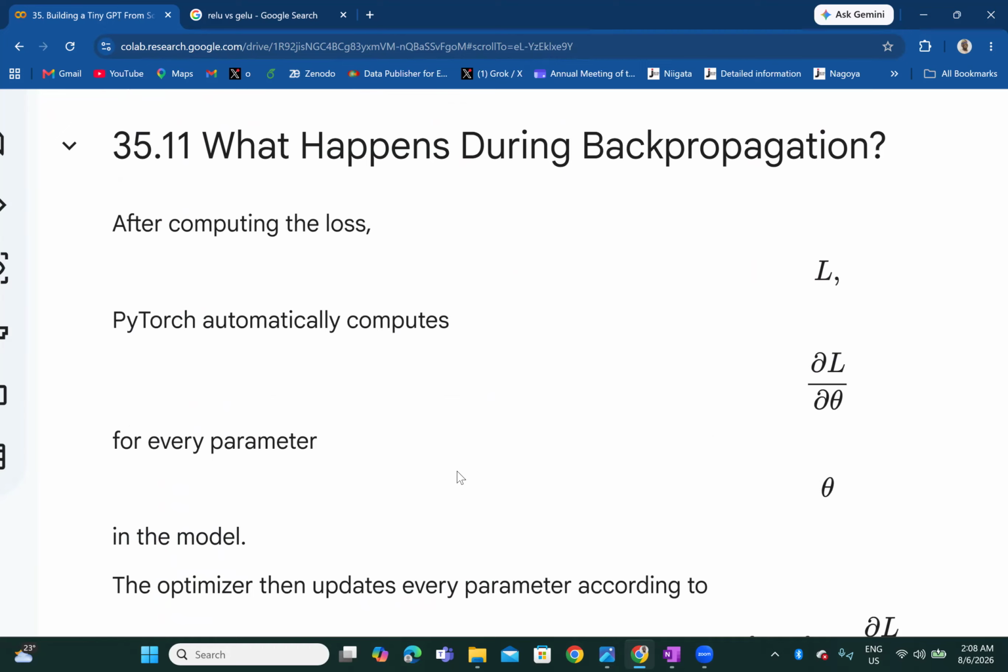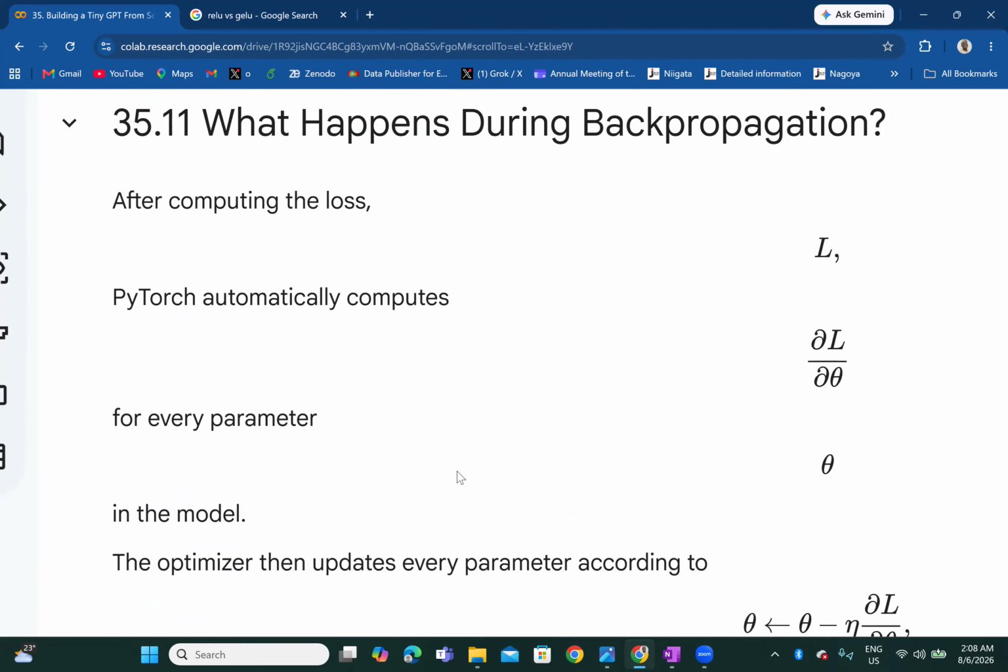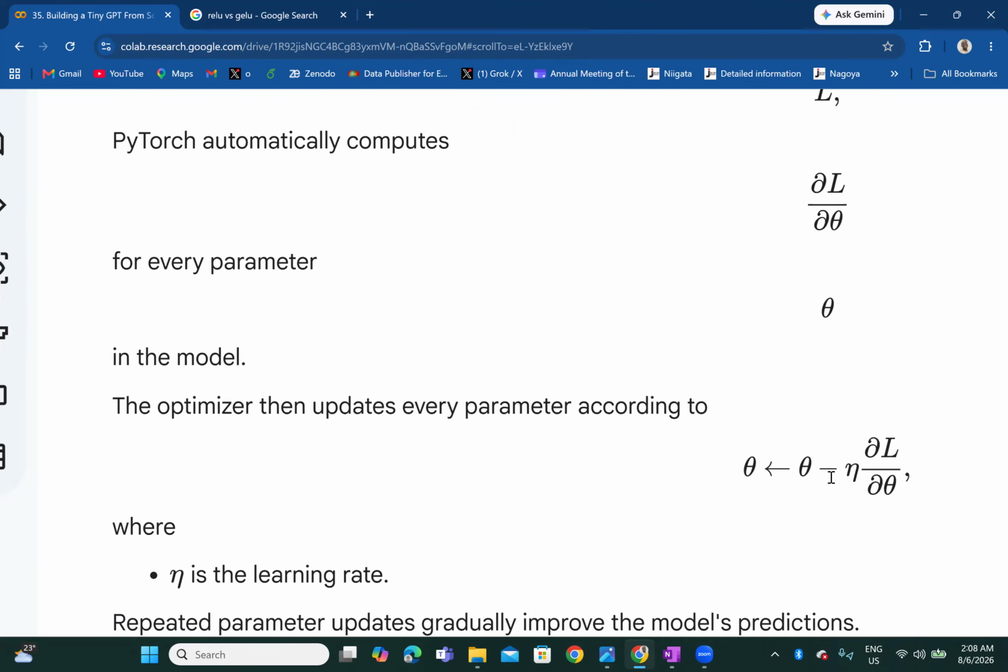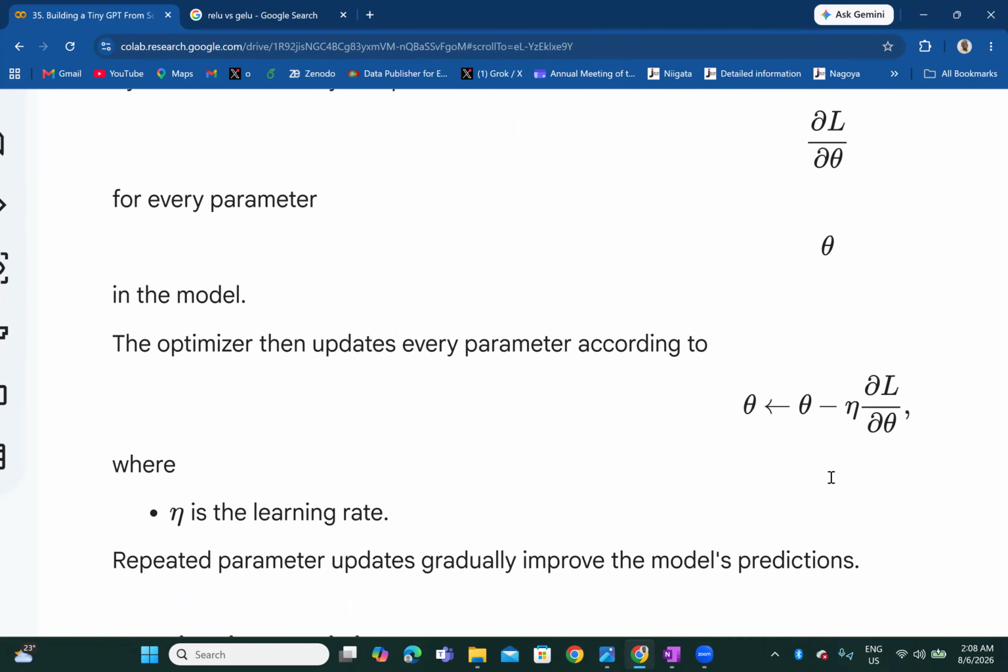So now the question is, what happens during backpropagation? Remember the process: we have forward propagation, which leads to a prediction, and then backpropagation, which leads to training, that is comparing what is predicted with the reality to compute the loss, and then making the loss lower. That's the process of backpropagation. After computing the loss L, PyTorch automatically computes dL/dtheta for every parameter theta in the model. The optimizer then updates every parameter according to theta equals theta minus eta times dL/dtheta, which is gradient descent, where eta is the learning rate. Repeated parameter updates gradually improve the model's predictions.